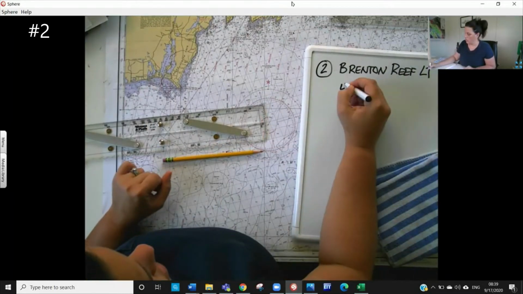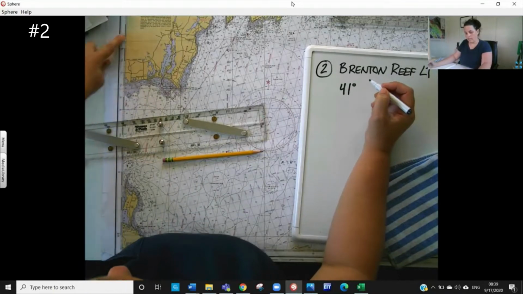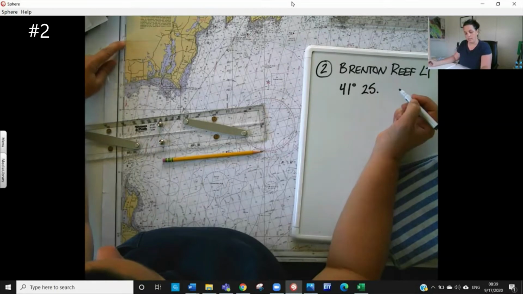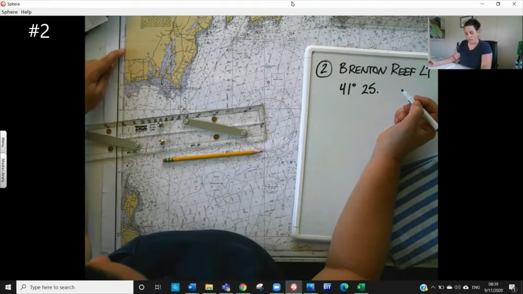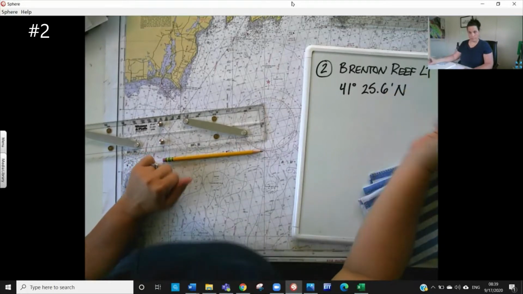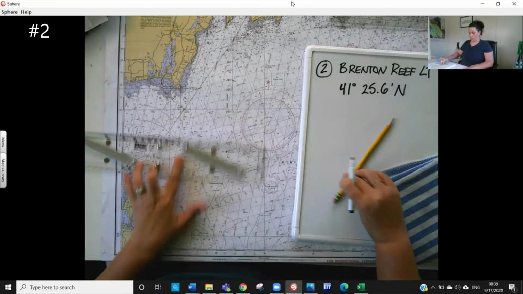So I have 41 degrees. This is 20, here's 25, this is 26. I'm at 25 point, and then these are in tenths. So there's the 5 and 0.6 minutes north. So that is my latitude. Now I'm going to go for longitude.